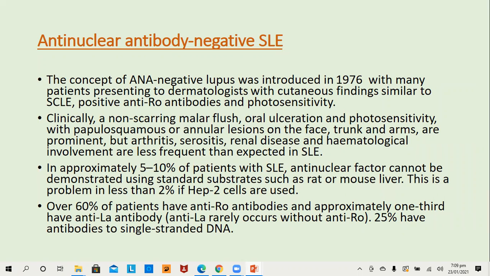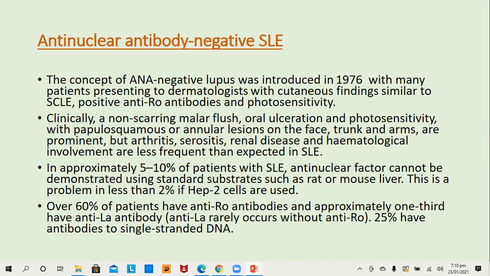There is a subset of SLE which is called anti-nuclear antibody negative SLE. This concept was introduced in 1976, with many patients presenting to dermatologists with cutaneous findings similar to subacute cutaneous LE, positive anti-Ro antibodies, and photosensitivity. Clinically, a non-scarring malar flush, oral ulceration, photosensitivity, papulosquamous or annular lesions on face, trunk, and arms are prominent, but arthritis, serositis, renal disease, and hematological involvement are less frequent than expected in SLE.